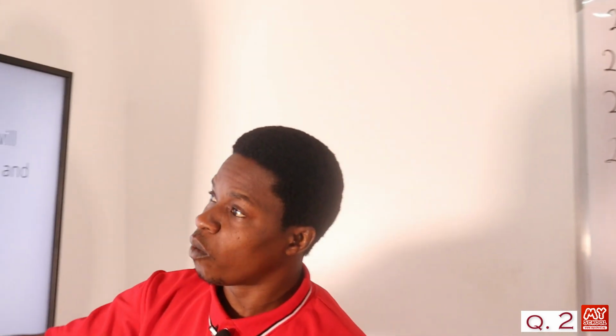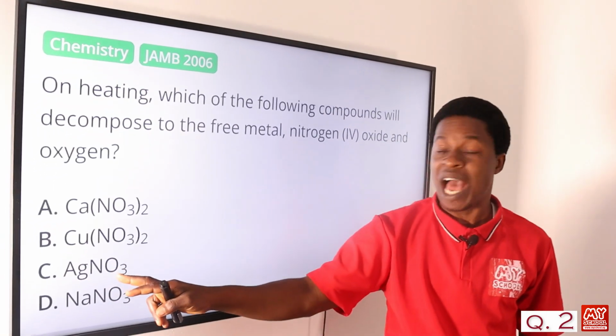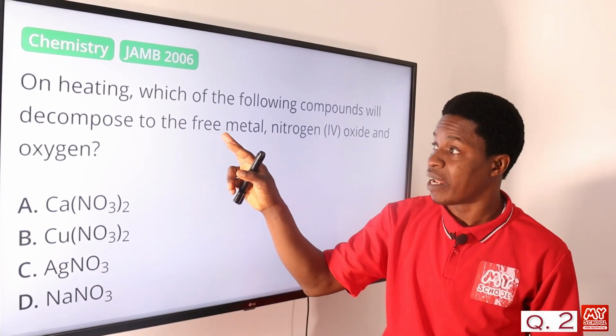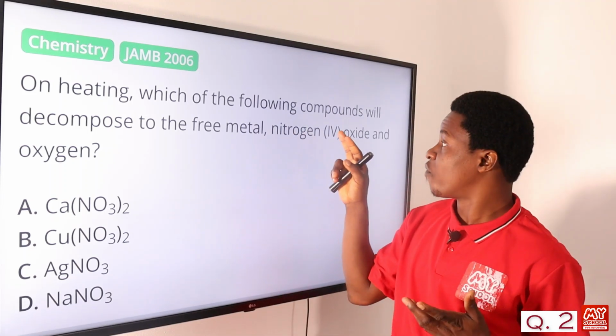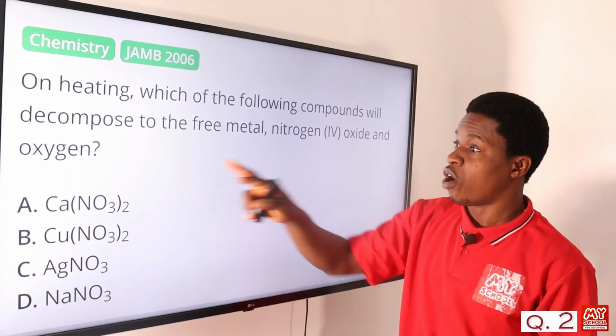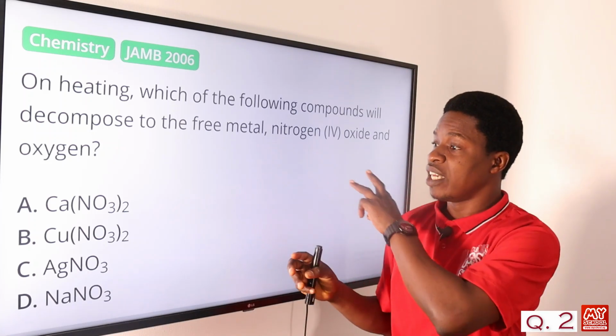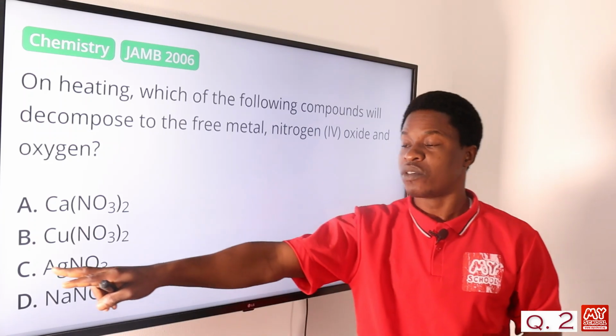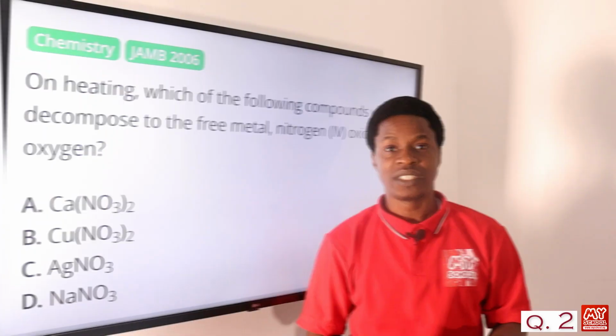We have that. So among all of this one, silver nitrate happens to be the one that is going to give us a free metal, which is silver. It will give us nitrogen oxide, which is NO2, and give us oxygen also, which are the 3 products that we can have there. So the correct answer is option C.